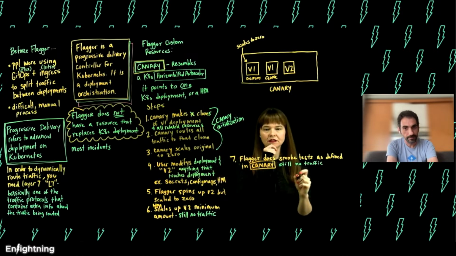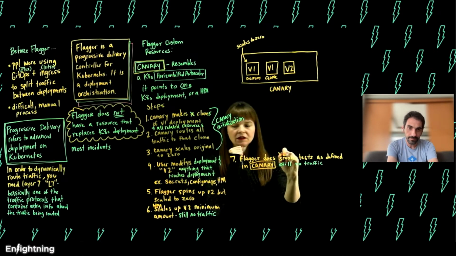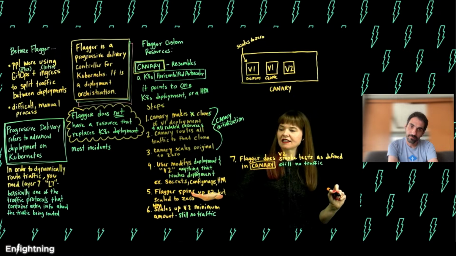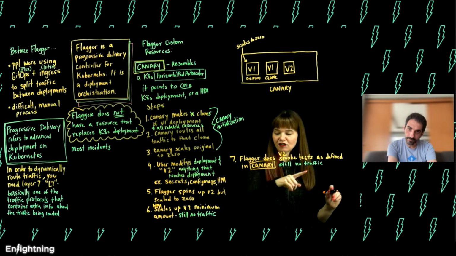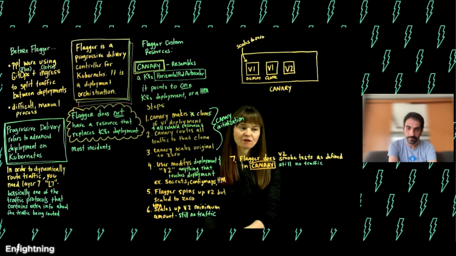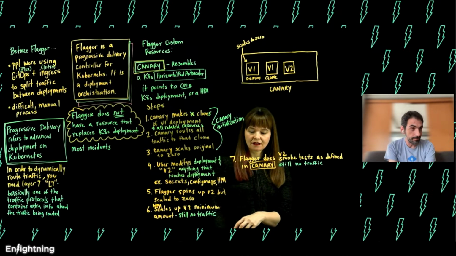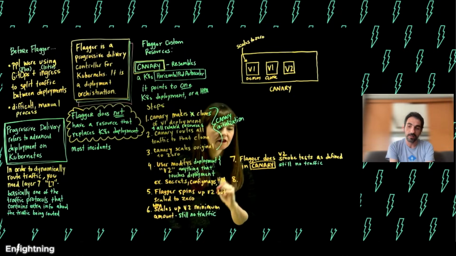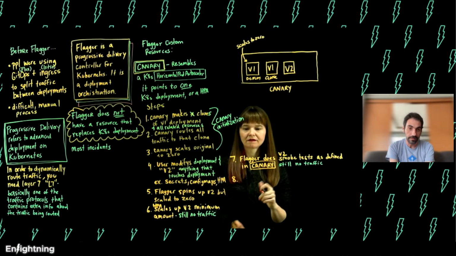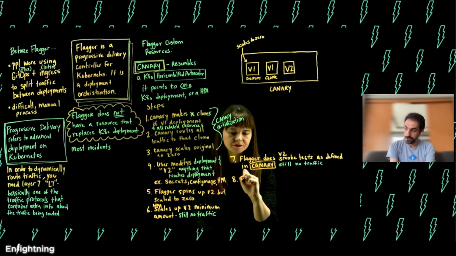Okay. V2. So HPA scales up V2 to a minimum amount. There's still no traffic, no end user traffic. Then Flagger does V2 smoke tests as defined in the canary, and there's still no traffic. And then what? Then, based on what you define in your canary, it starts to route traffic to the new version.